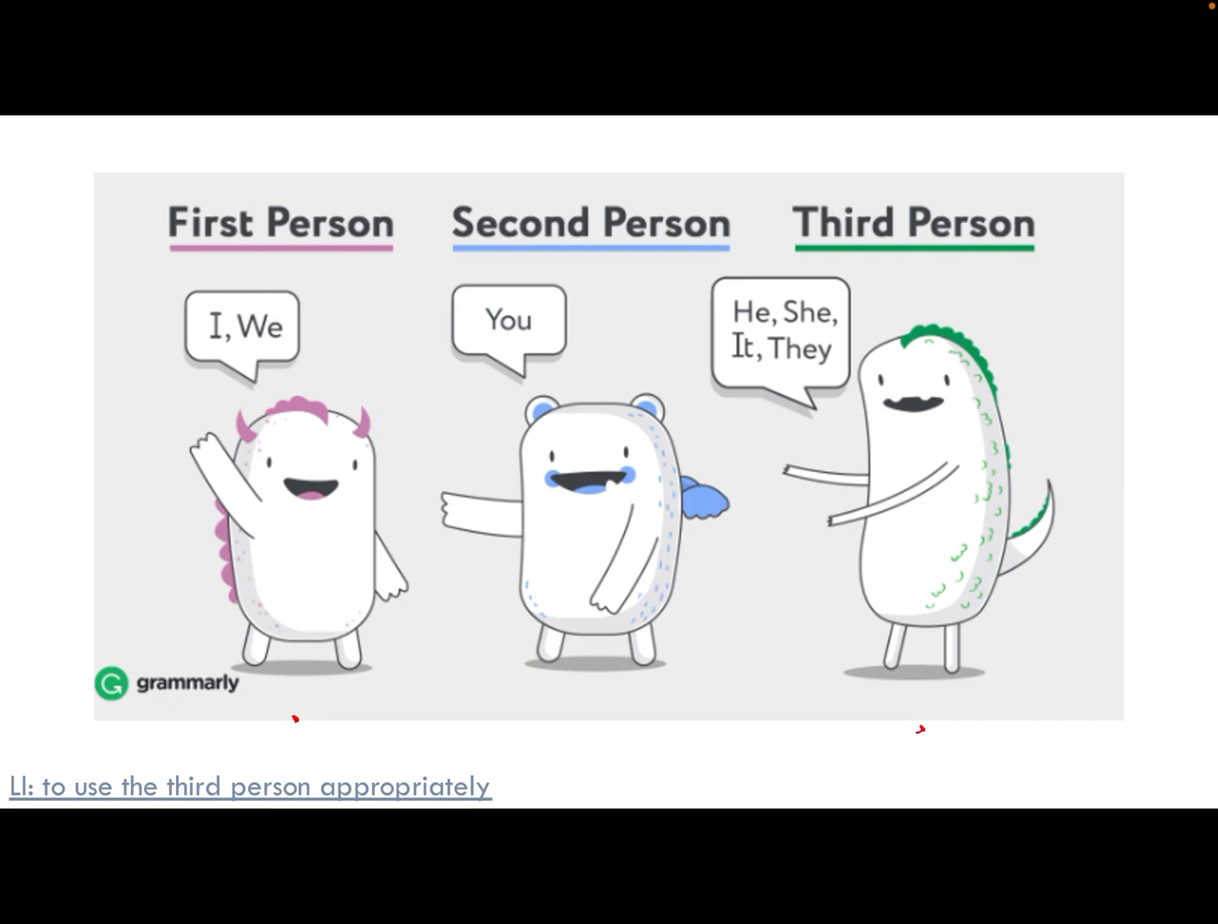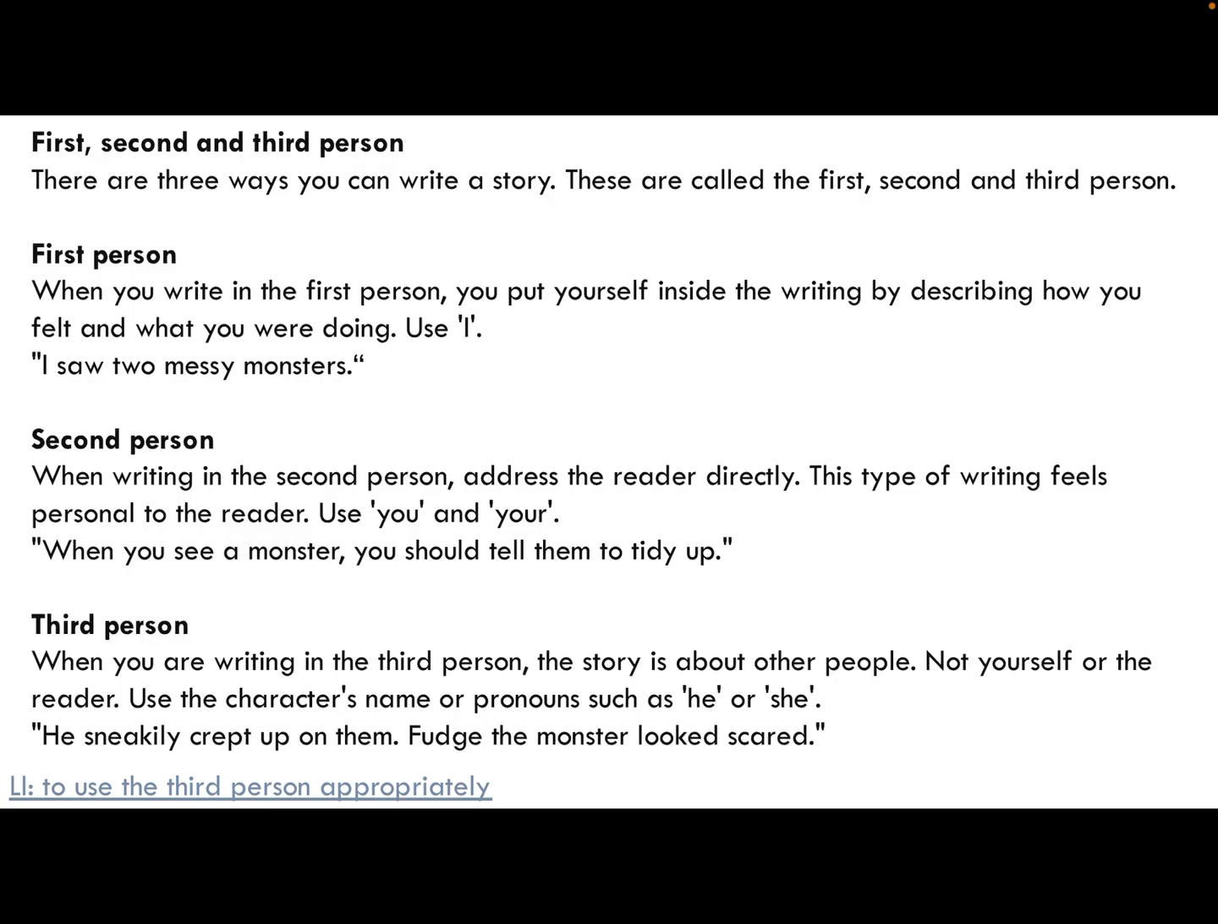But we're going to be looking at trying to stay in third person, because that is how we're going to write our narrative. So, first person, second and third. There are three ways you can write a story. They're called first, second and third.